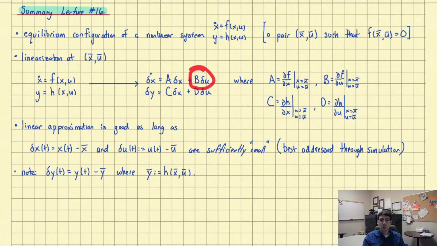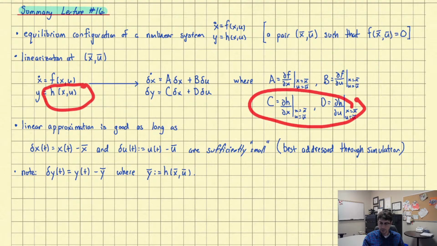B, which tells you how inputs affect the state, is essentially you take the state equation, and because we're looking at the way inputs affect the state, we take the partial derivatives with respect to the input vector. If you have a single input system, B is just going to be a single column. If you have a multi-input system, B will have multiple columns. And then you do the same thing to get the linearized output equation, to get the matrices C and D. It's the exact same idea, except we use the output equation instead of the state equation. But otherwise, it's the same idea.